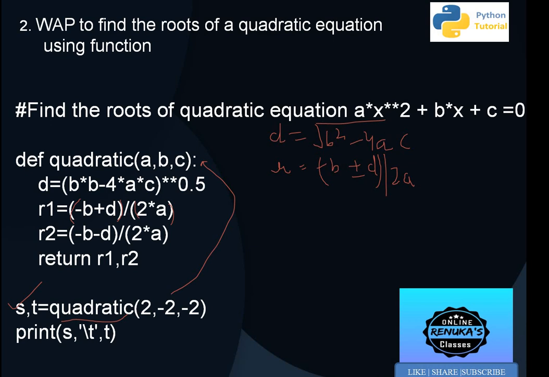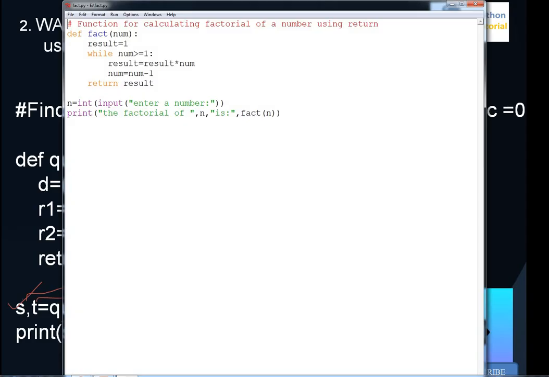After calculating the results r1 and r2, the roots, it will return r1 comma r2. Multiple return can return multiple values. As it returns, both the values will come here, and they will be stored in s and t. So r1 will be in s and r2 in t, and after that we can print s and t. So this is how it works.